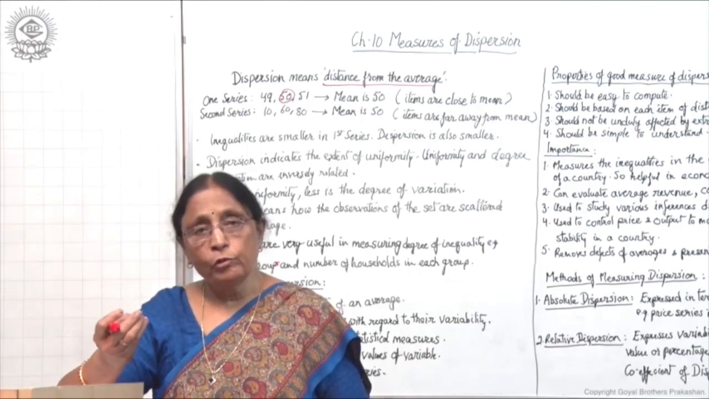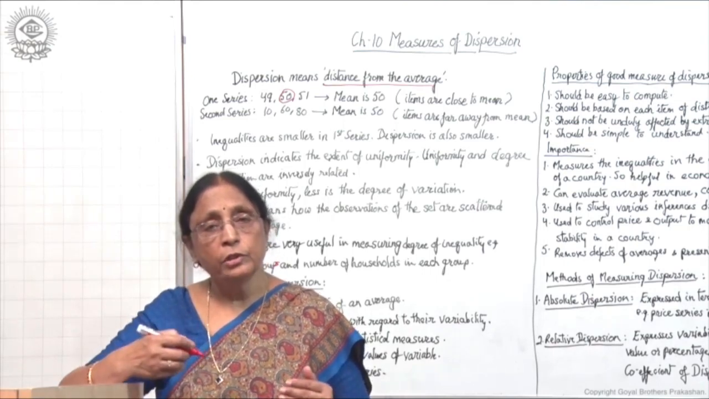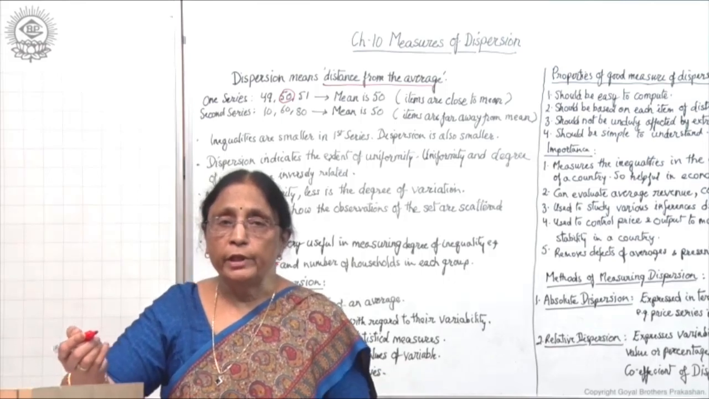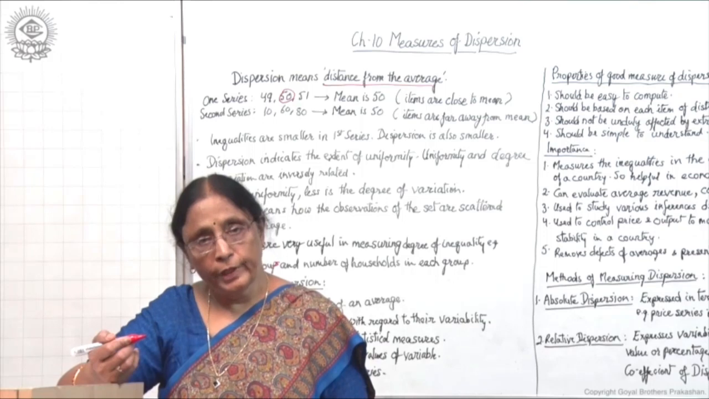Average income you can calculate with the help of measures of central tendency, but how much inequality in income there is can be calculated with the help of measures of dispersion, right?